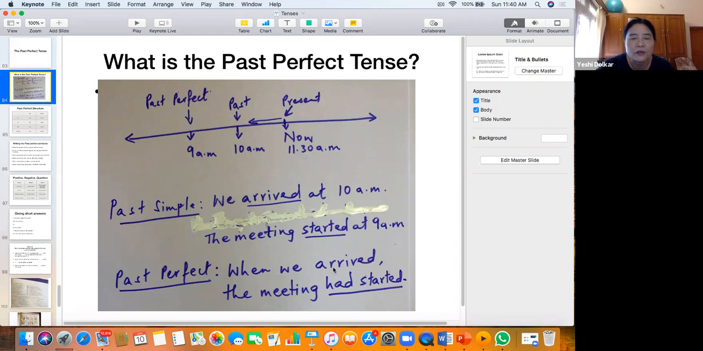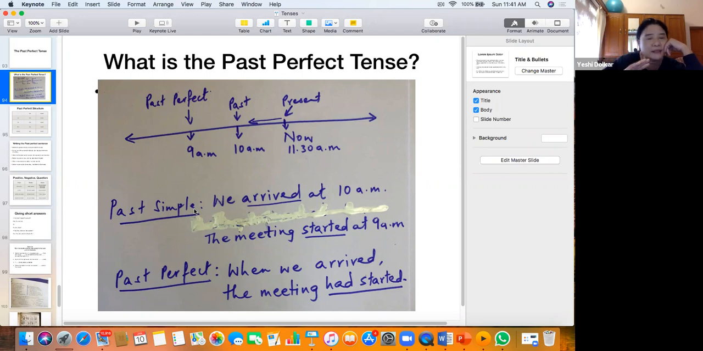Simple past tense, simple past tense, and then the past perfect tense. Okay? So this is what the past perfect tense means and when you have to use it. All right. Any questions? Is it clear? It's very clear now. So you see, it's different. The two tenses are different.